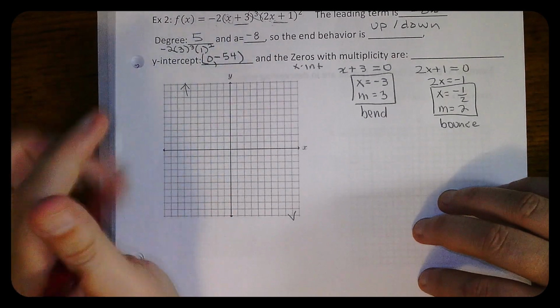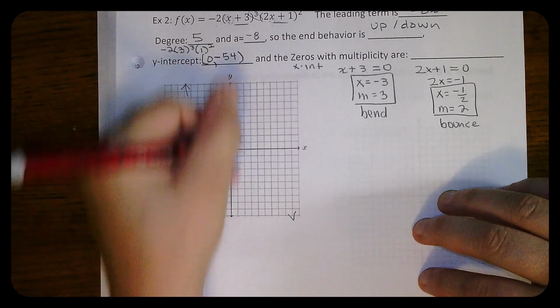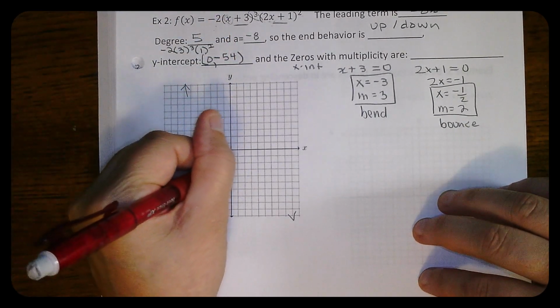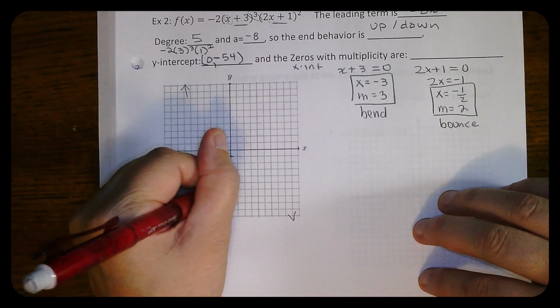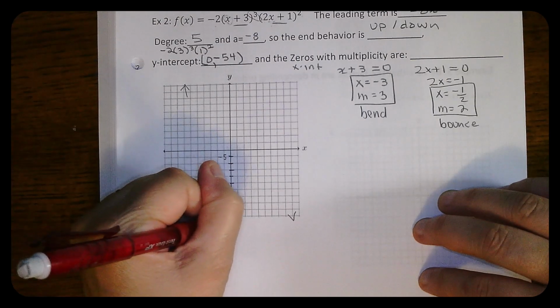I'm going to count by 5s. And you can count different things on each axis. So I'm going to count by 5s on the x-axis. So negative 5, negative 10, negative 15, 20, 25, 30, 35, 40, 45, 50, 55.